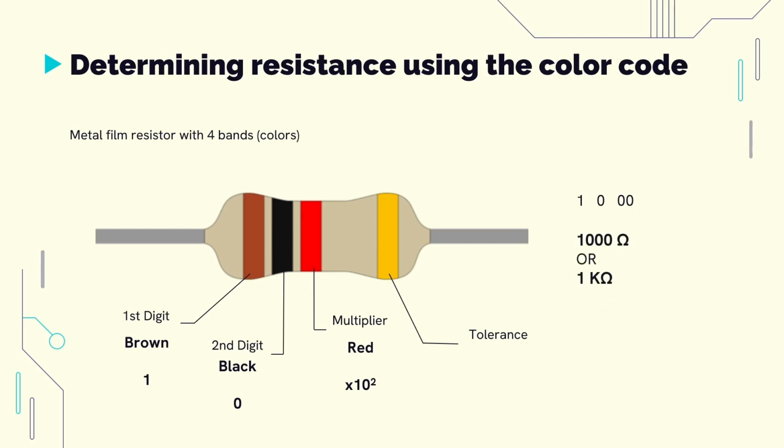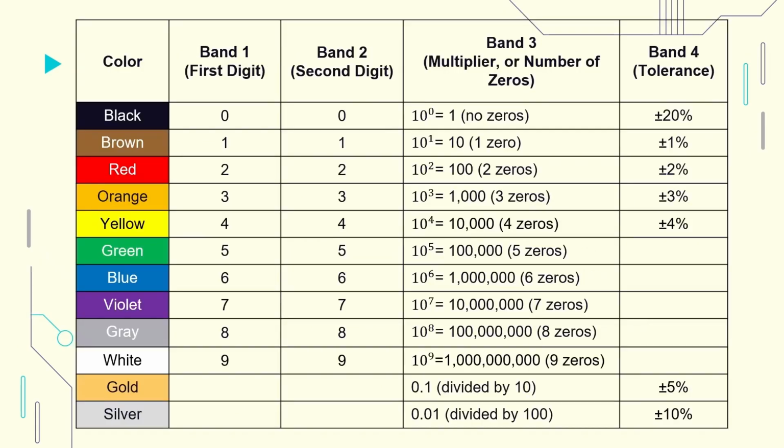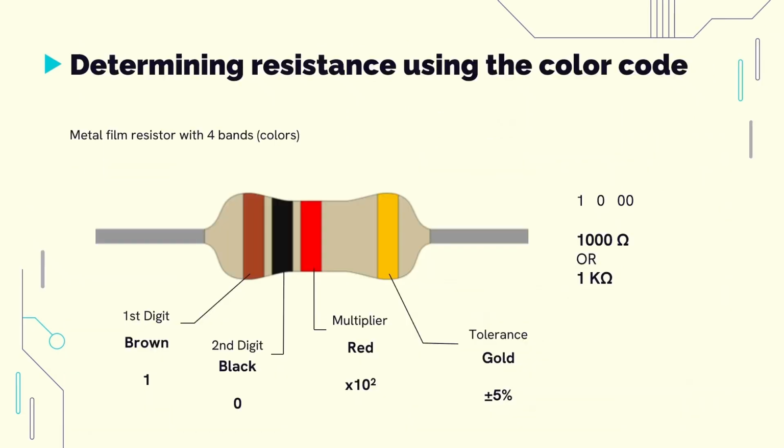The fourth band, which determines the accuracy of the resistor, has the color gold, which from the table is plus or minus 5%. Putting all this together, the resistance of our resistor would be 1 kilo ohm with a 5% tolerance.